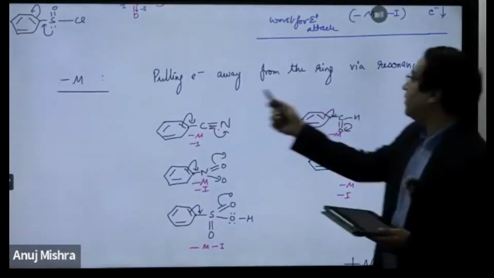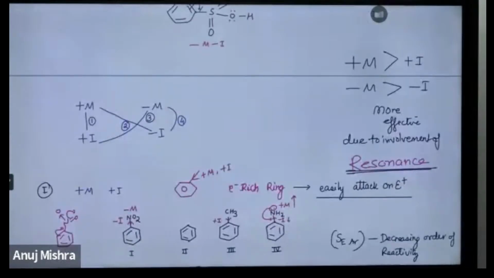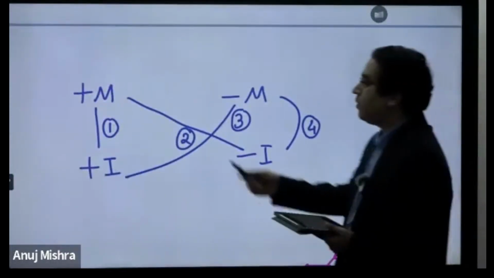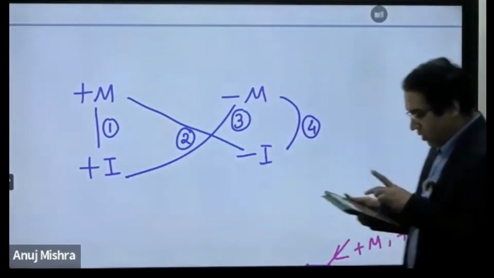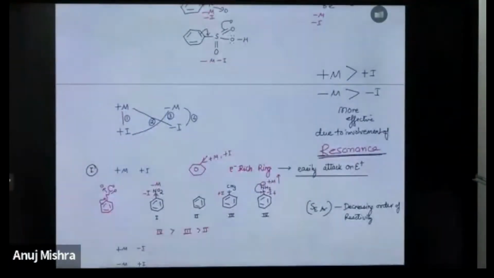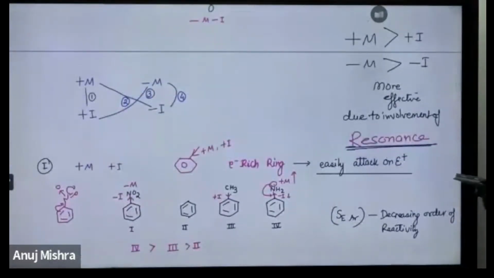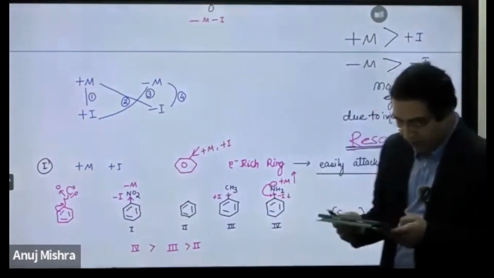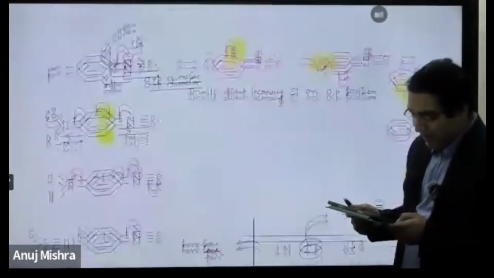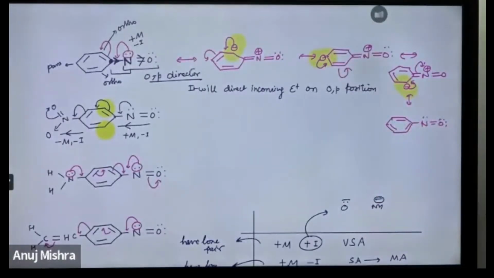Minus M is pulling electrons away from the ring via resonance. I have shown you examples earlier. You've written it down, no need to copy again. So technically, you have four possible scenarios: plus M minus I, plus M plus I, minus M minus I, minus M plus I. One, two, three, four. Plus M plus I was the O negative case, and the NH minus case, right? Minus M minus I cases we have seen earlier, a lot of them. Plus M minus I, I said, is a rare case.